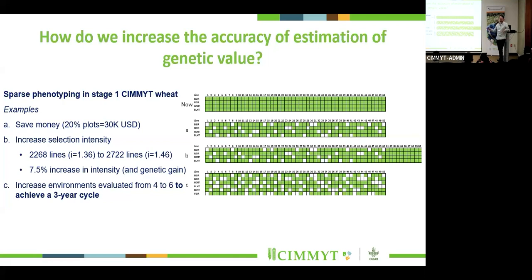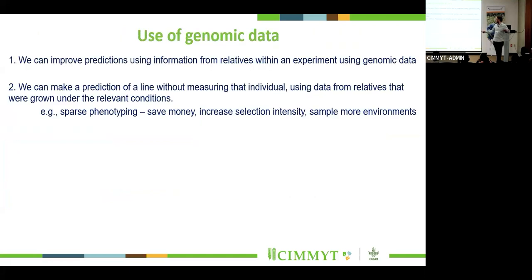So this is another way of looking at it. We're using genomic data here in the first 2 examples. We are using the genomic information horizontally. So we're saying within this generation, we can get better predictions, we can save some money, we can increase selection intensity by using genomic data because we know that relatives share information.